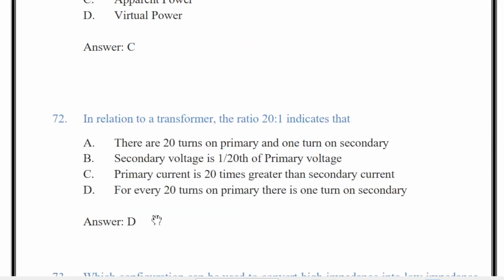Now we come to question number 72. In relation to a transformer, the ratio of 20 to 1 indicates that there is a... There are 4 options. The correct answer is D. For every 20 turns on the primary, there is 1 turn on the secondary.